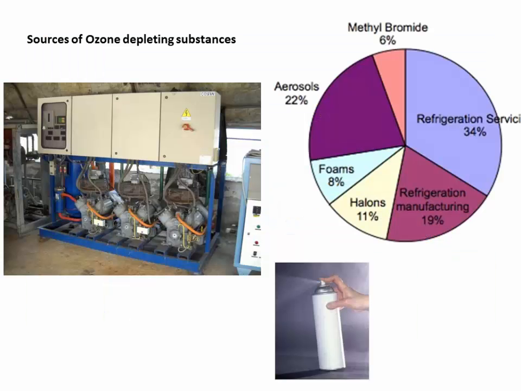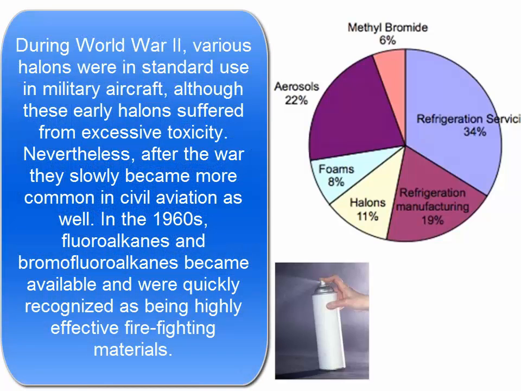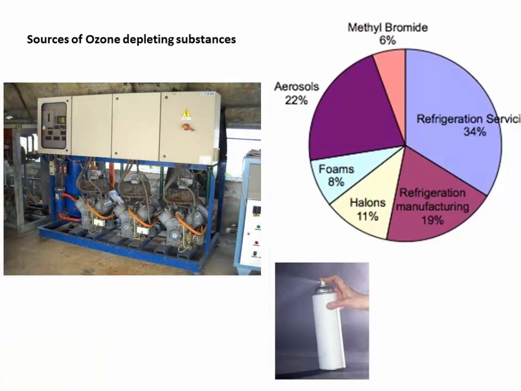So what were we doing that really created these CFCs? Where are the sources of ozone depleting substances? Refrigeration. If you look, refrigeration, servicing, and manufacturing accounts for over 50% of the production of CFCs. Halons are about 11%, and foams. Halons are fire extinguishers. Some pesticides have halons. And then there's aerosols at 22%. So we were using CFCs very commonly in spray cans and as a propellant. So those are the sources of ozone depleting substances.